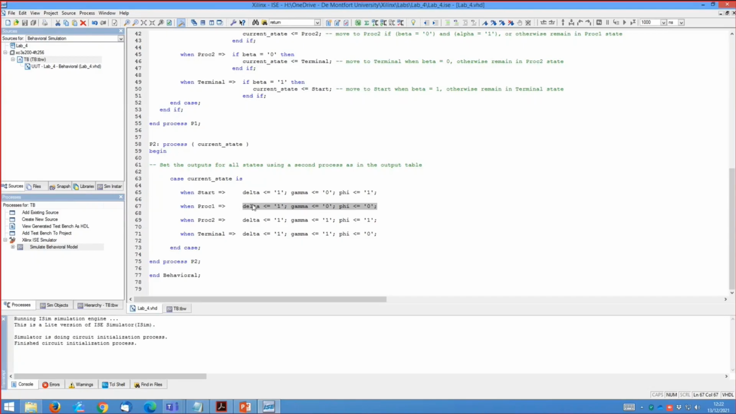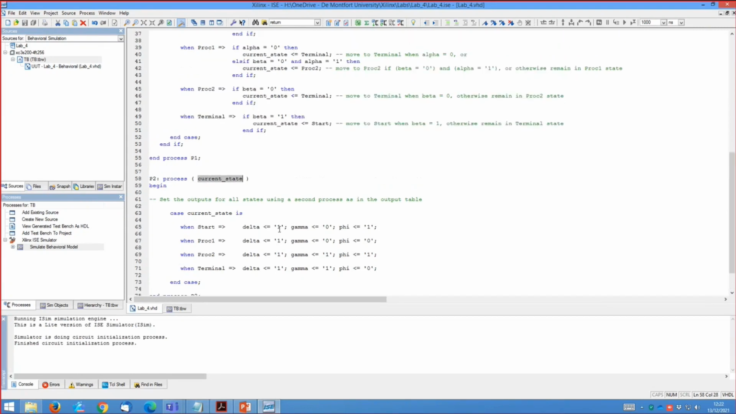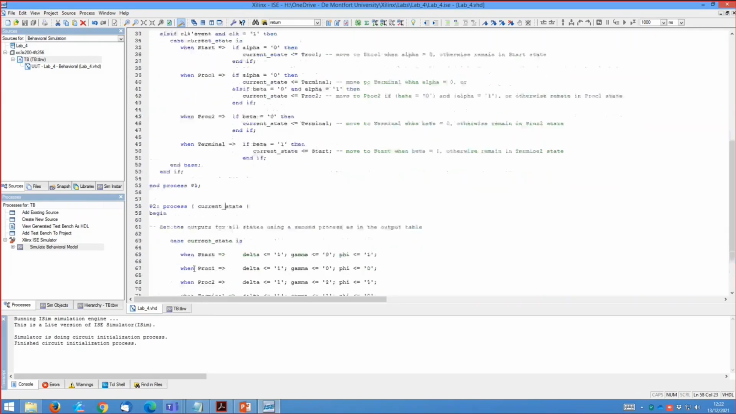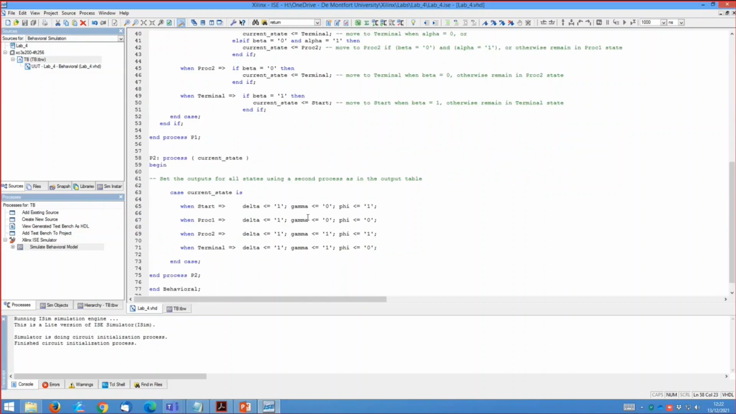So the second process basically only deals with changing the outputs whenever the current state changes. The way these two processes work is that as soon as process number 1 changes the state, when the clock arrives or when a reset arrives, the current state changes. Because the two processes run in parallel, the second process, which is sensitive to a change in current state, would trigger an event, and then we go in and change the values depending on which state we are in. So that's basically the way it works.